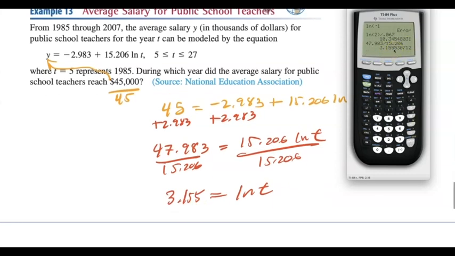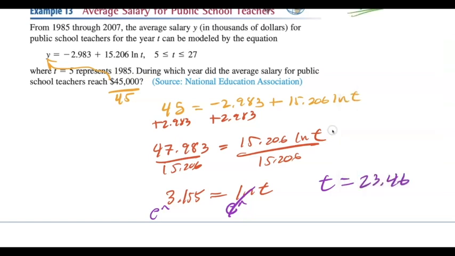All we have to do next is get rid of the natural log, so we're going to take e to both sides. These cancel out and I get t equals. On my calculator, I'm just going to leave it and press second e, and then I'm just going to stop there and select it. I get my answer, 23.46. It's going to take about 24 years. At 23, you haven't made 45K yet, so 24 years.